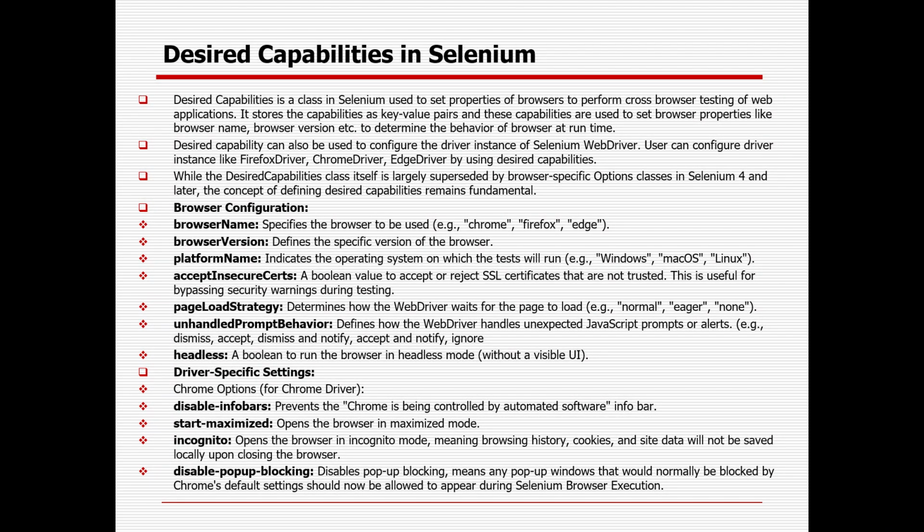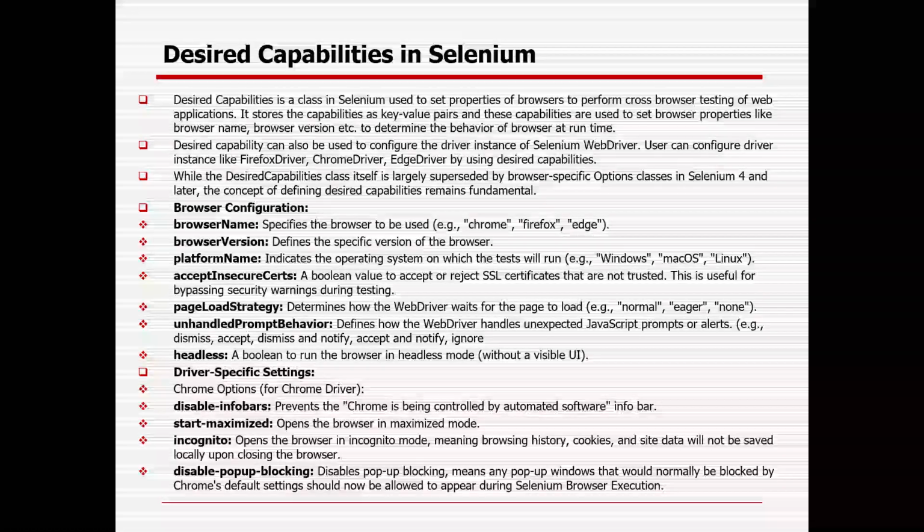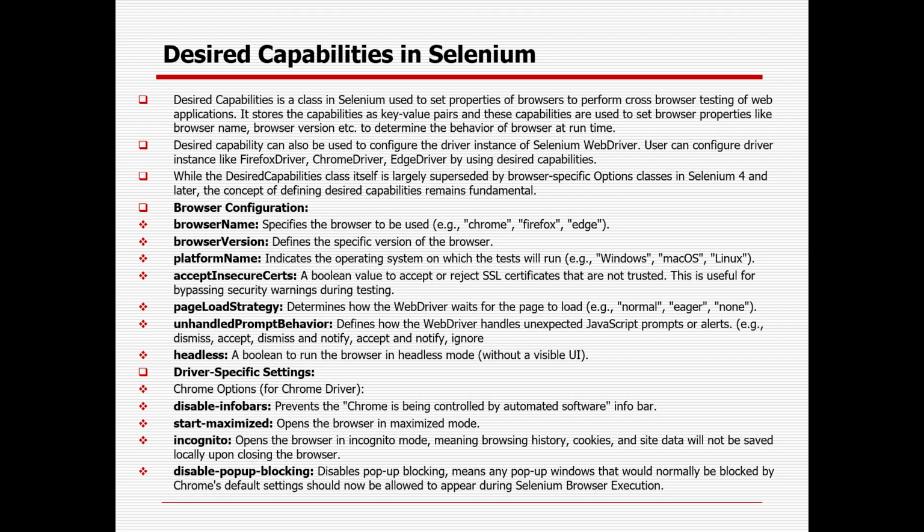You can set the platform name, right? Windows, Mac, or Linux. You can set accept insecure certificates, which is a boolean value to accept or reject SSL certificates that are not trusted. This is useful for bypassing security warnings during testing. Then page load strategy determines how the WebDriver waits for the page load. It can be normal, eager, or none. We'll discuss this part later. Unhandled prompt behavior defines how the WebDriver handles unexpected JavaScript prompts or alerts. It can be dismissed, accepted, dismissed and notified, accept and notified, and ignored.